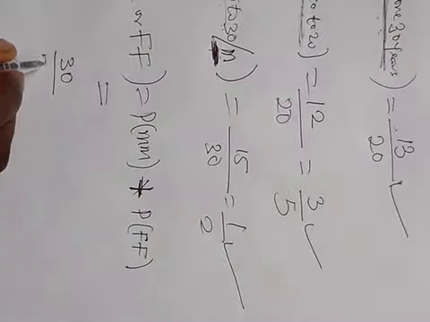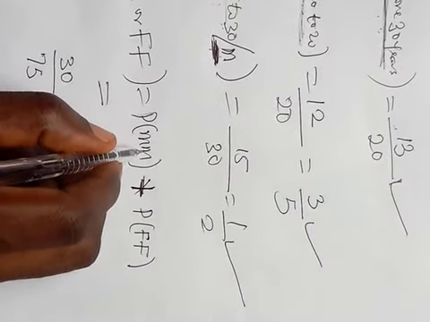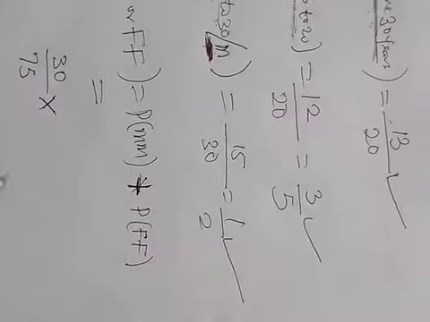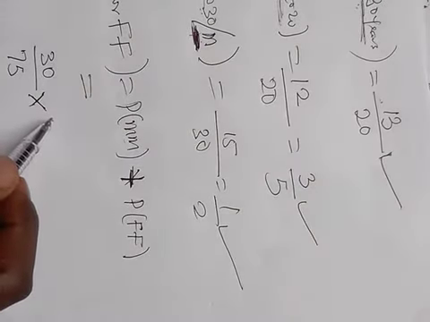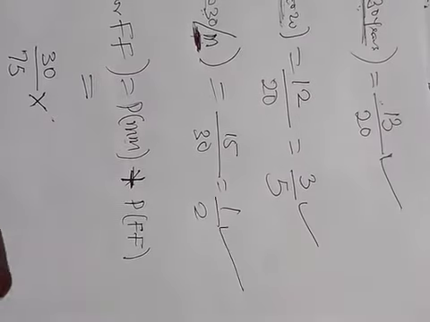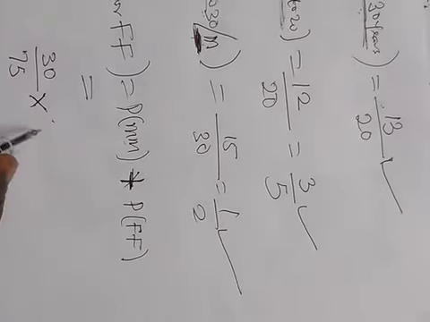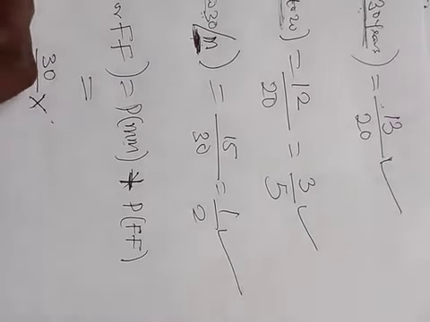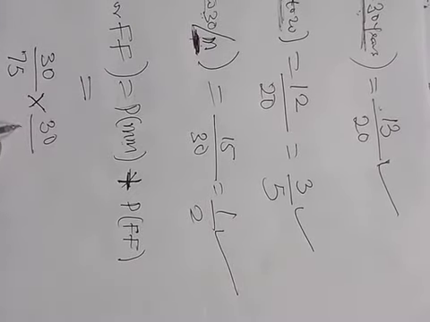30 over 75, times, because we are talking about male and male, another 30 over 75 if it is with replacement. If the question says with replacement, the numerator and the denominator remain the same. But if it is without replacement, then they reduce. So we are solving this one as with replacement.